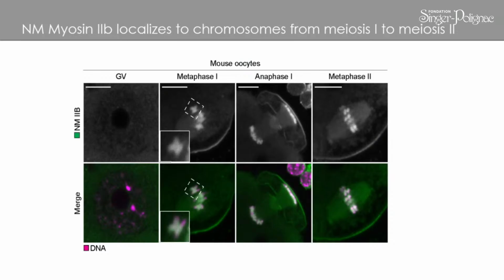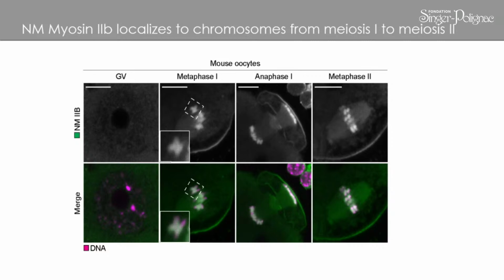Now, I continued to work on this as a group leader at the LMB, and at the time we looked at how it is localizing in different stages of meiosis. What you can see here is that in the GV stage, when the nucleus is intact, it's not yet on the chromosomes, but from metaphase throughout anaphase and into metaphase 2, the myosin is on the chromosome.